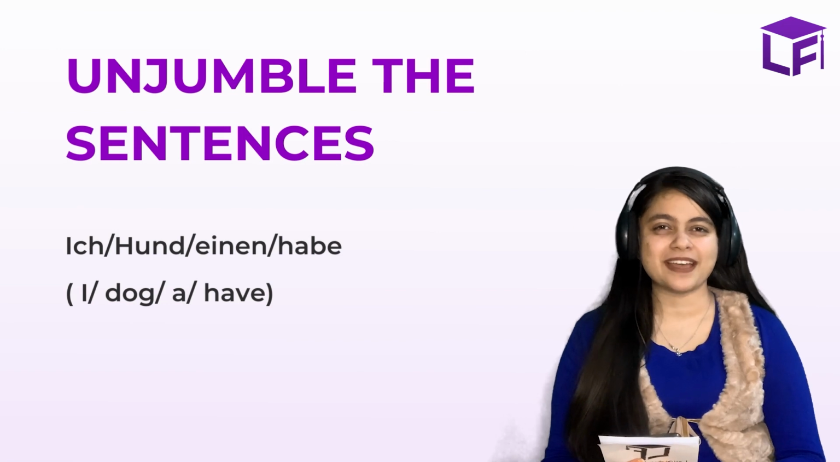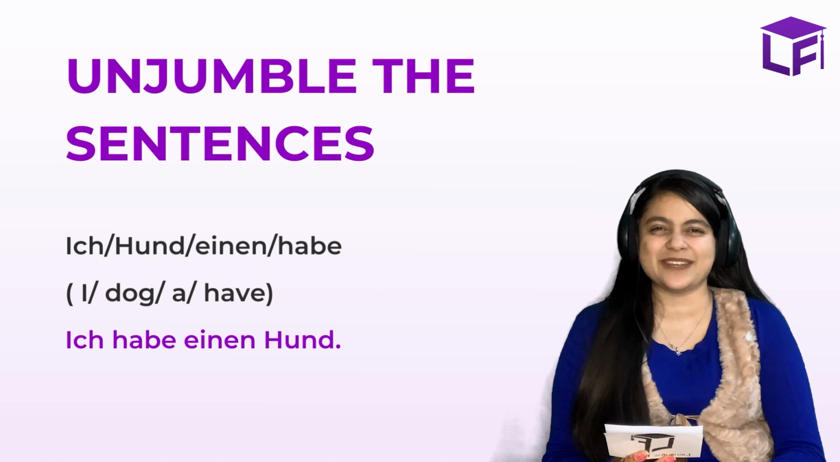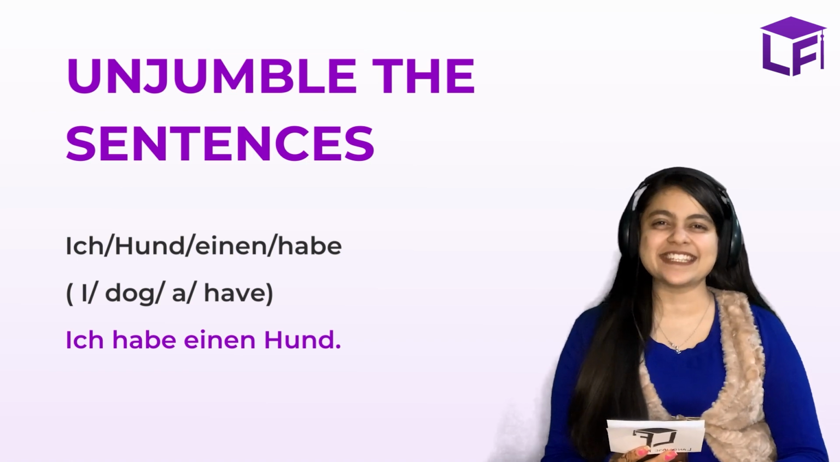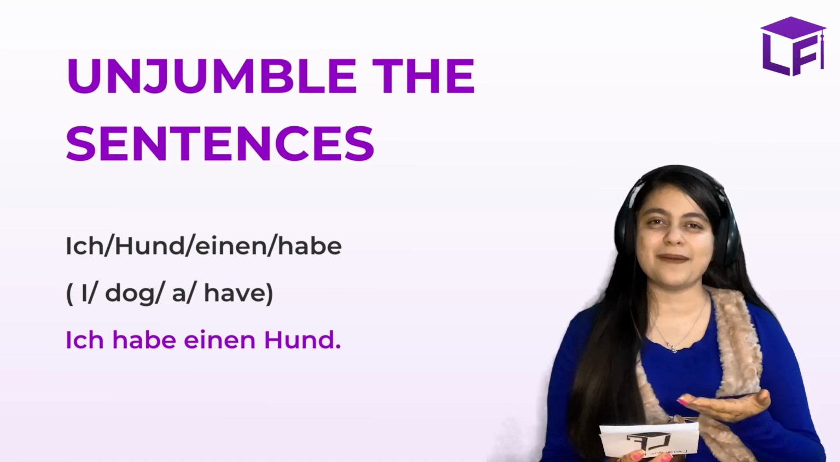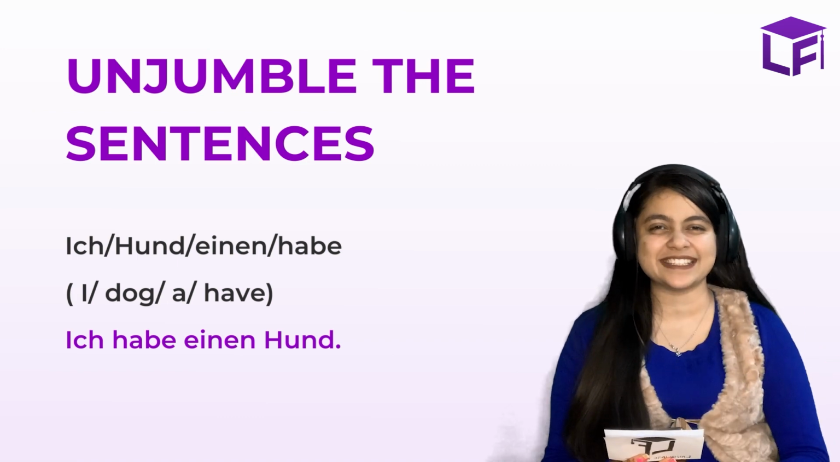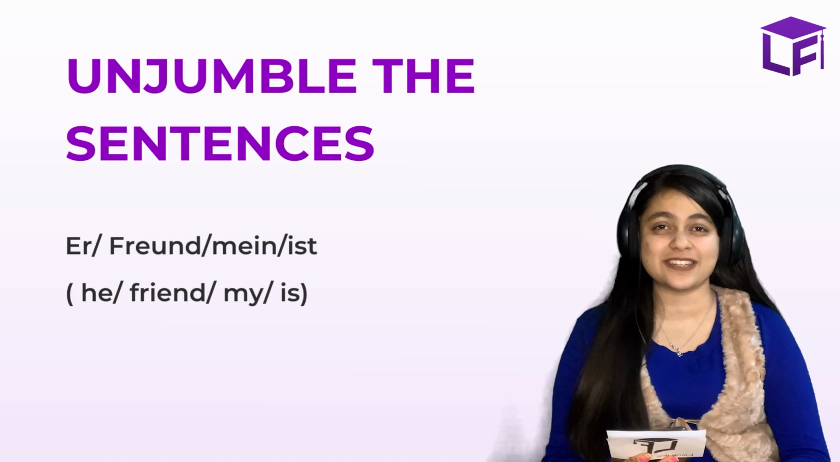Okay, time's up. I know you didn't even require 10 seconds for this one. Super easy, we did it all along. The answer for this one is Ich habe einen Hund, where Ich is your subject, habe is your verb, and Hund is your object of the sentence. Excellent. Let's move ahead and do the second question for the day.